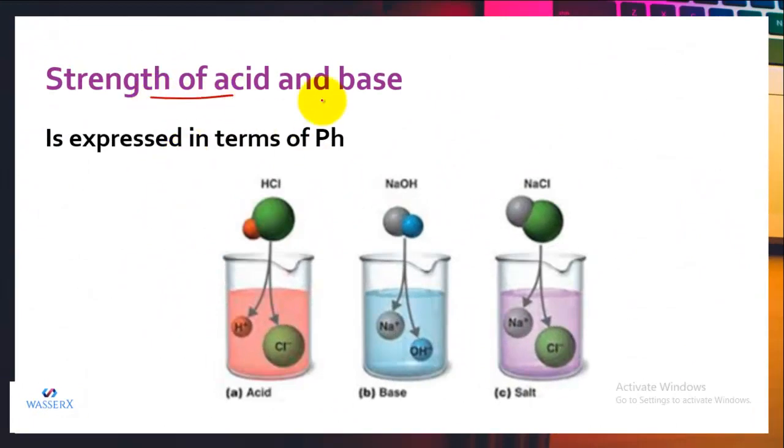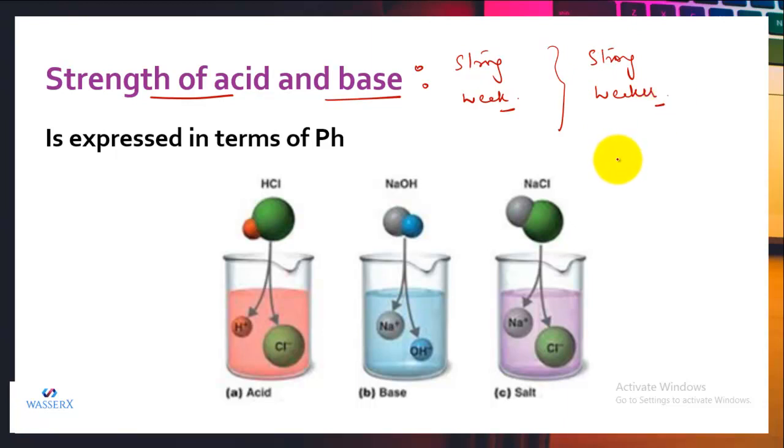Now, let's talk about the strength of acid and base. Strength of acid and base means how strong or how weak the acid is. Similarly, we can talk about the base, how strong or how weak the base is. We can classify it by taking into consideration the strength, and that strength is represented in the form of pH.